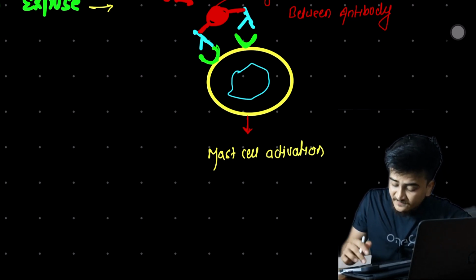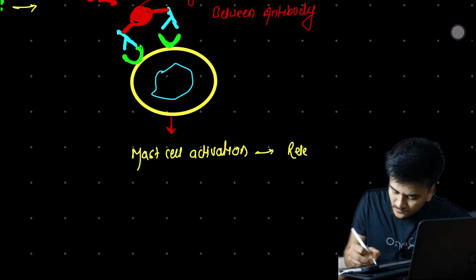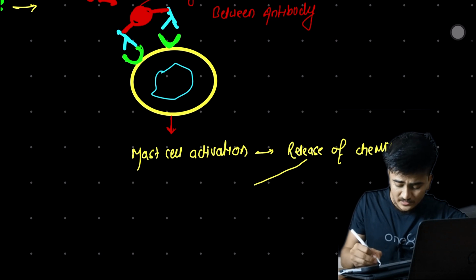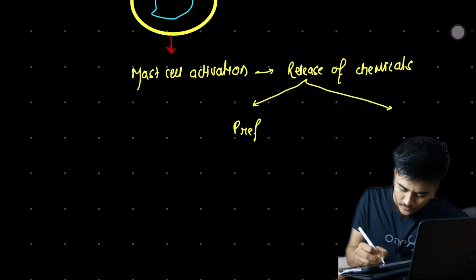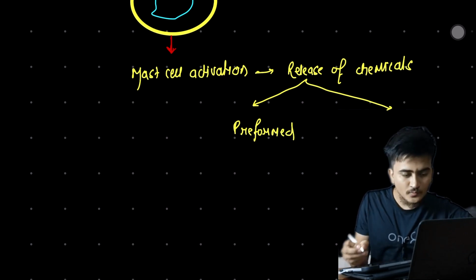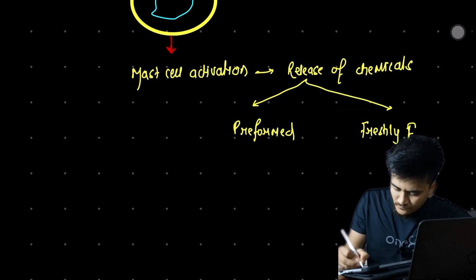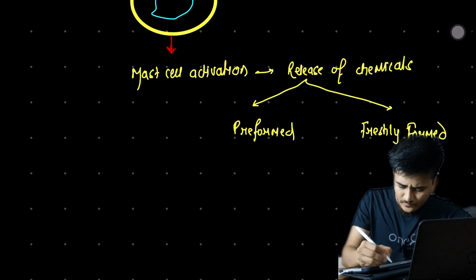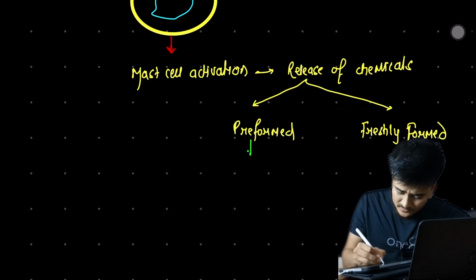And what will happen if these mast cells are activated? Now they will cause release of chemicals. Now what are these chemicals? Some are preformed, whereas some are freshly formed. What are the things that we will learn in the preformed ones? The ones that we learn in the preformed group are histamines.